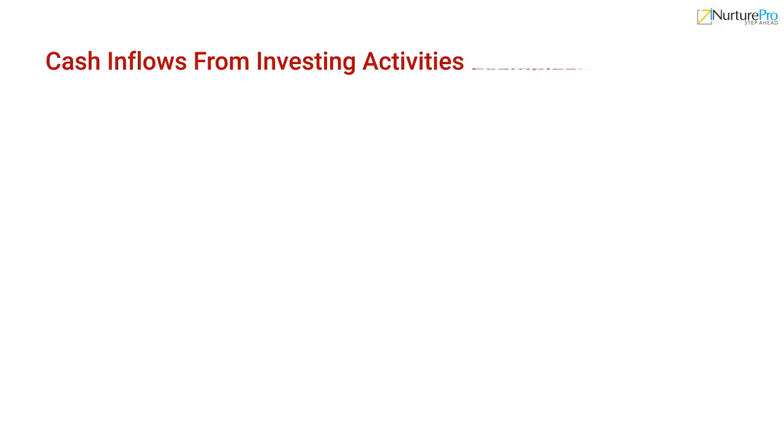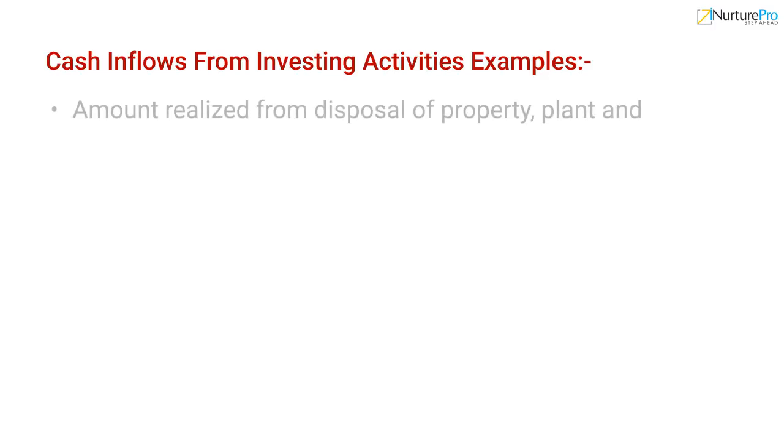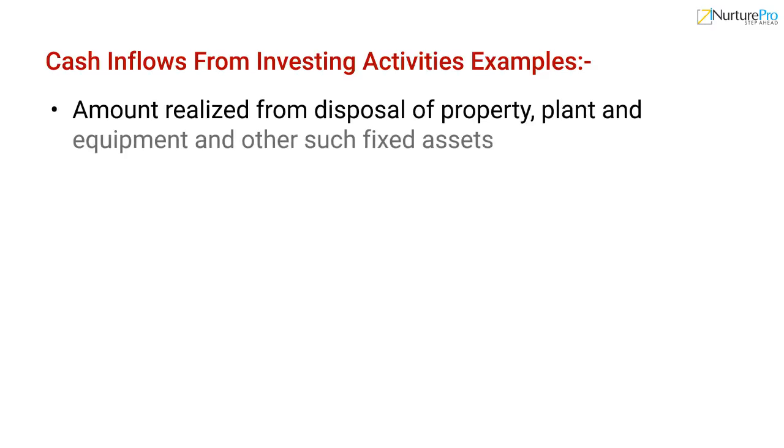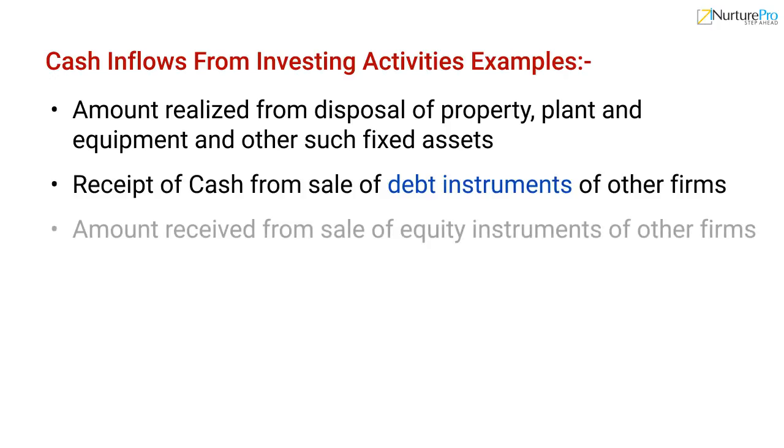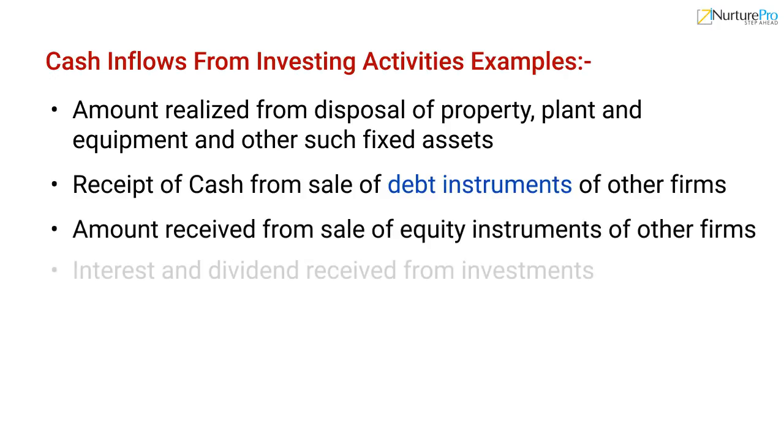Examples of cash inflows from investing activities are amount realized from disposal of property, plant and equipment and other such fixed assets, receipt of cash from sale of debt instruments of other firms, amount received from sale of equity instruments of other firms, interest and dividend received from investments.